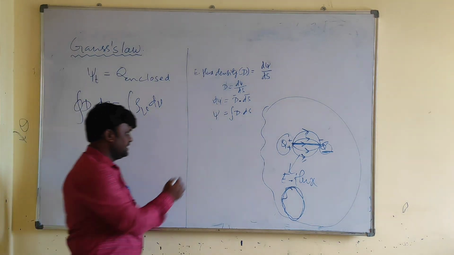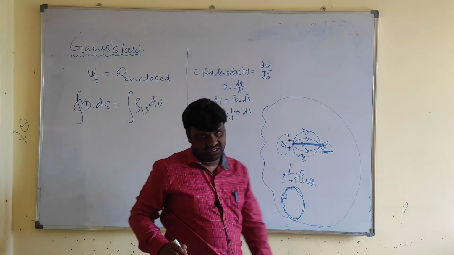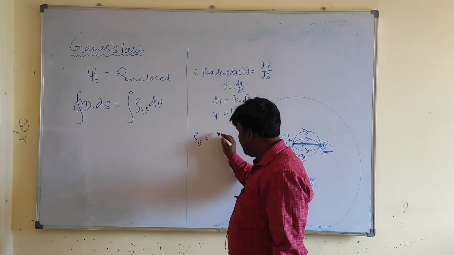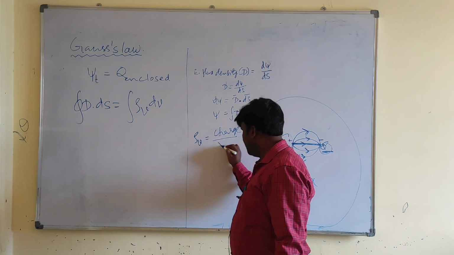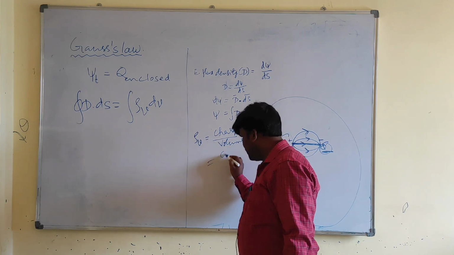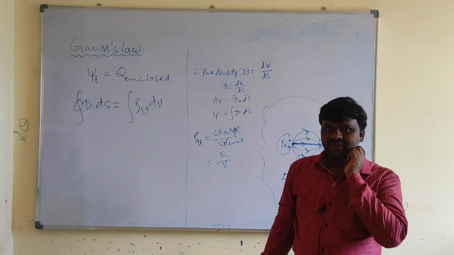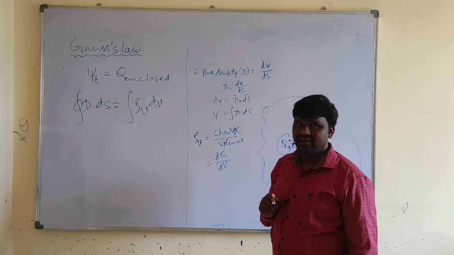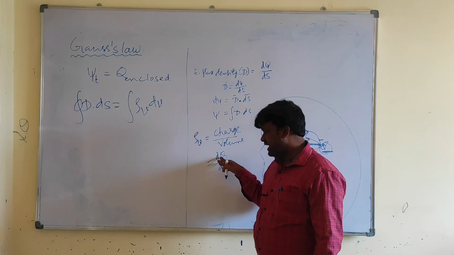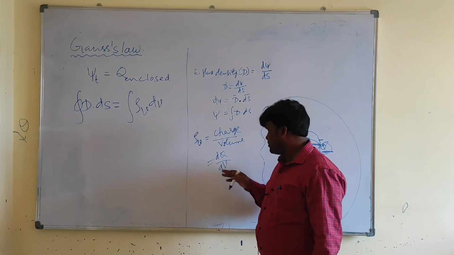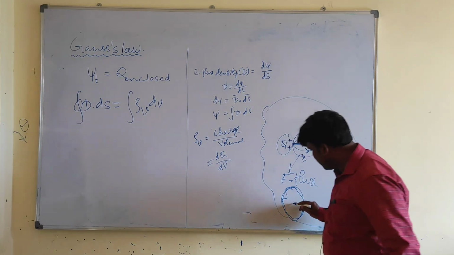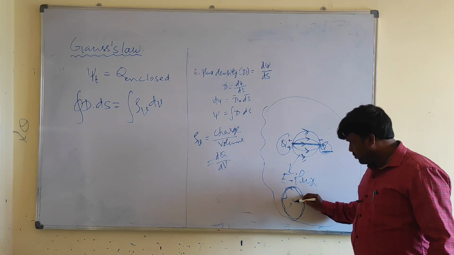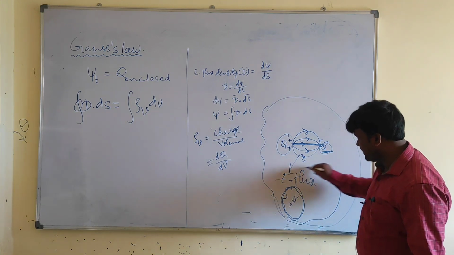Now coming to charge density, that is volume charge density. It is charge per unit volume. Charge is represented by Q and volume is represented by V. As this volume changes, the charge in this volume also changes, so rho v equals dQ by dV. Here we have a closed surface. In this surface we have a charge of plus 10 coulombs. Suppose let us take another surface.